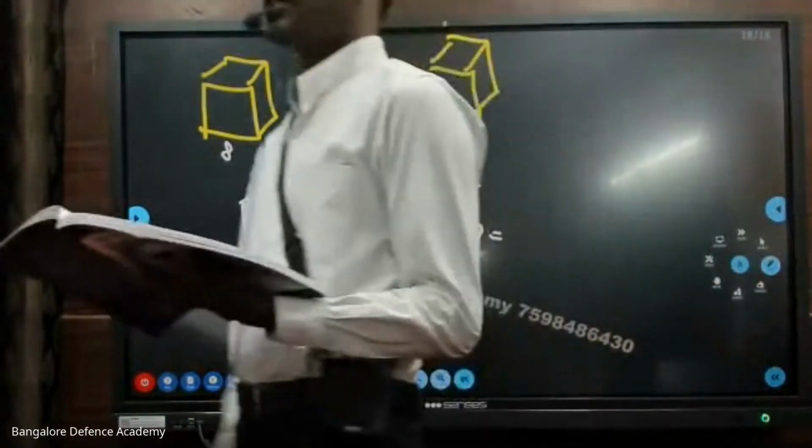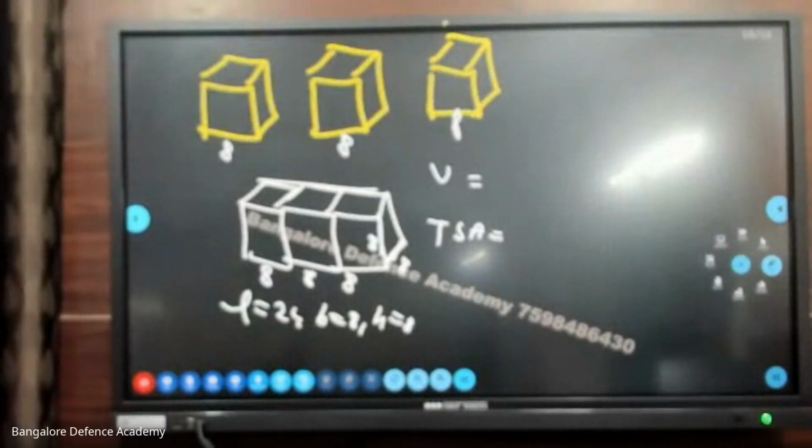A solid cube of edge 14 centimeter is melted down and recast into smaller and equal cubes, each of edge 2 centimeter. Find the number of smaller cubes obtained.